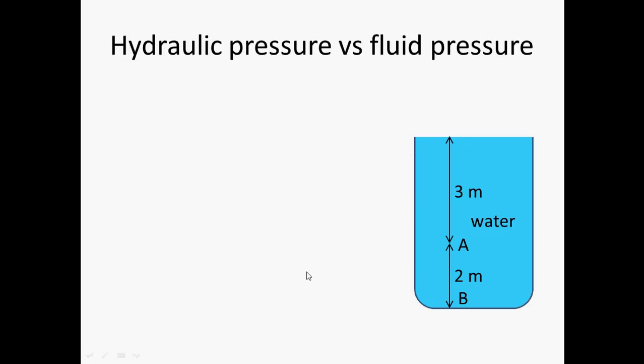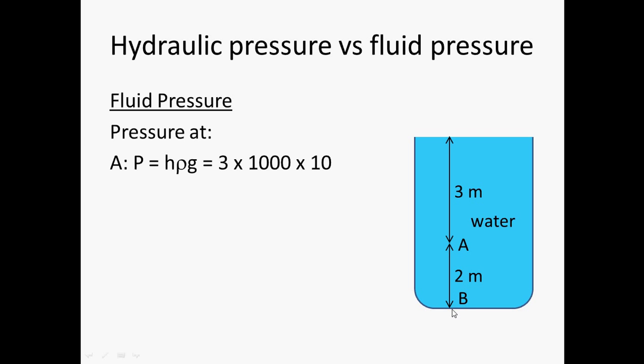So let's look at the fluid pressure idea first. Let's say we want to find the pressure at points A and B, where A is 3 meters below the water level, and B is another 2 meters lower than A. A simple calculation uses H rho G. In that case, the pressure at A will be 3 times 1000 times 10, which gives you 30,000 Pascal. Very simple.